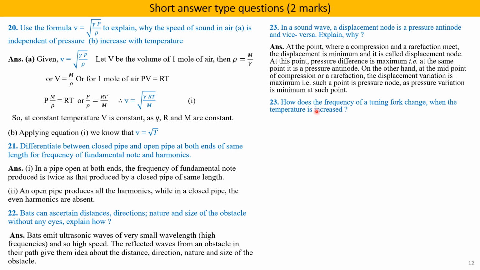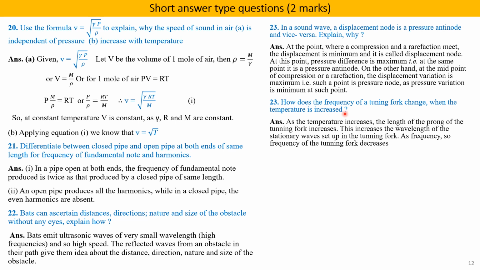Next question. How does the frequency of a tuning fork change when the temperature is increased? As the temperature increases, the length of the prong of the tuning fork increases. This increases the wavelength of the stationary waves set up in the tuning fork. So the frequency of the tuning fork decreases.